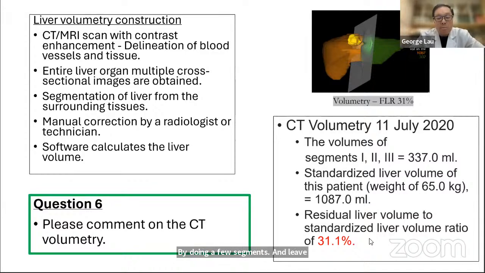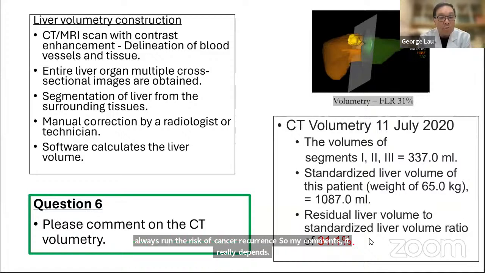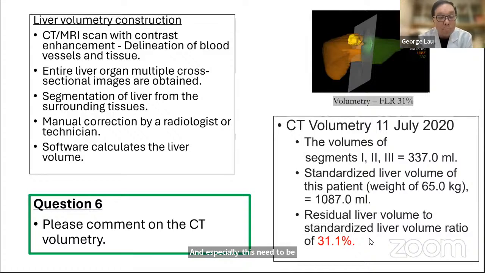But if you want to do a right hepatectomy with a residual liver volume of 31%, it's a little bit borderline. If that is the issue, you can consider local ablation and consider the patient for a later liver transplant, because these patients always run the risk of liver cancer recurrence. So my comment is that it really depends, and this needs to be discussed stringently at the tumor board, on how confident the surgeon is, and also the vasculature involved in the resection, with the details.